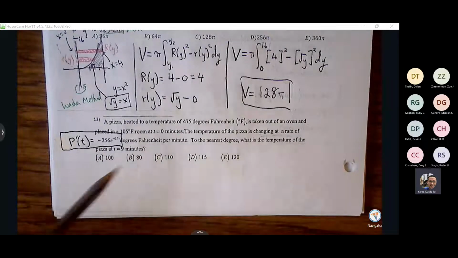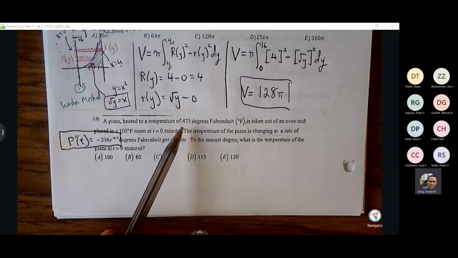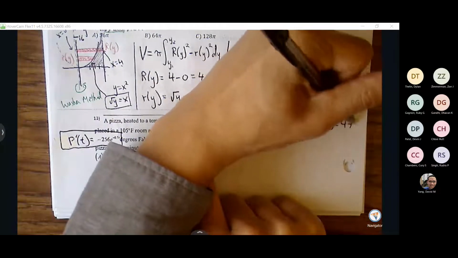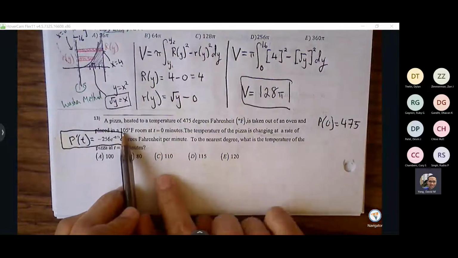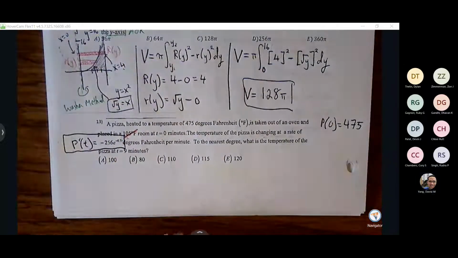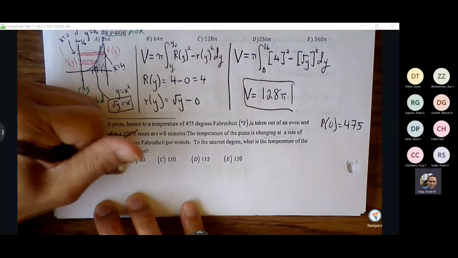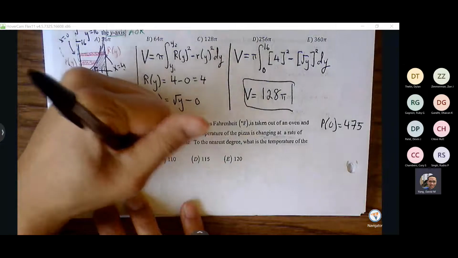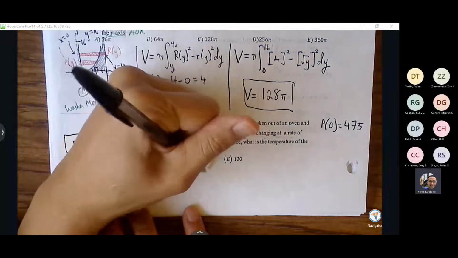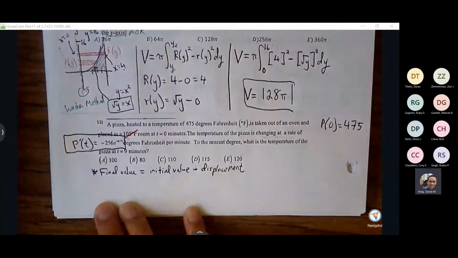So this has that final value equals initial plus displacement feel to it. We know initially the temperature is 475. The temperature of the room is really not going to factor into our problem. It's not going to mean anything for us. But we know this formula here. For any final value we're looking for, we just need a starting point, whatever point is given to us, and then we figure out the gap that exists between my starting and my ending point.